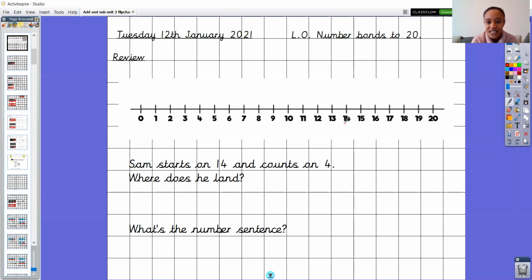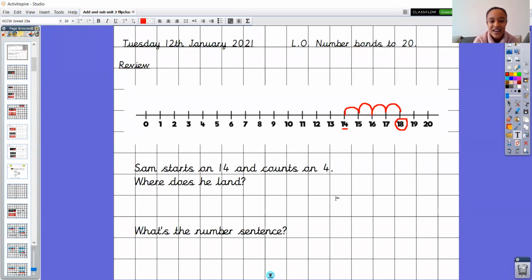So he starts on the number 14, which is right here. Then he counts on 4, so that's how many jumps we'd like to do. Let's do 4 jumps from 14 together. Can you count with me? Ready? 1, 2, 3, 4. What number have we landed on? That's right, we've landed on the number 18.